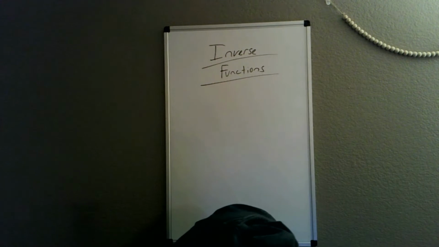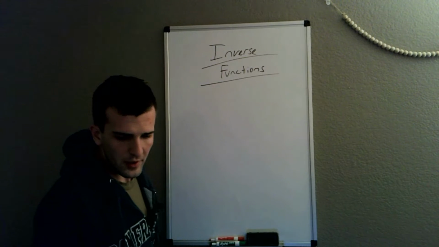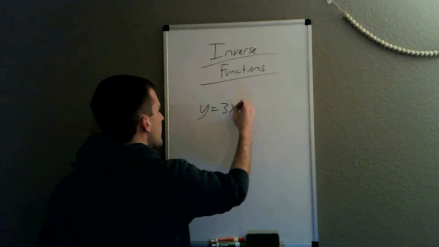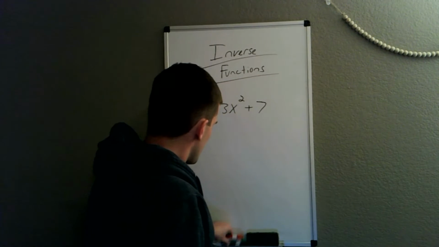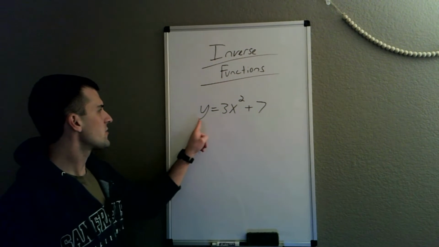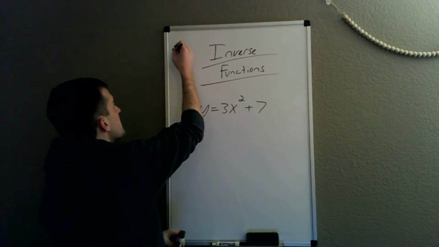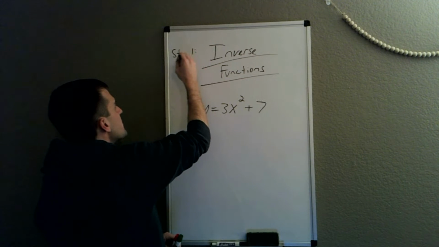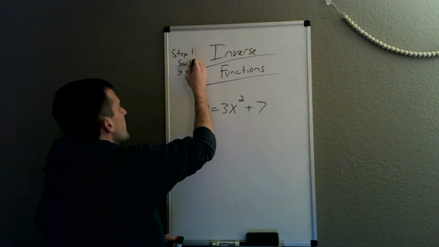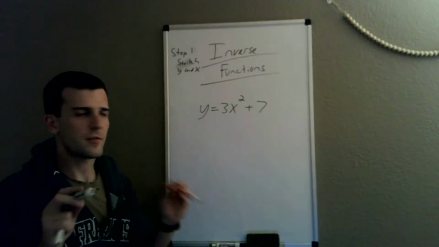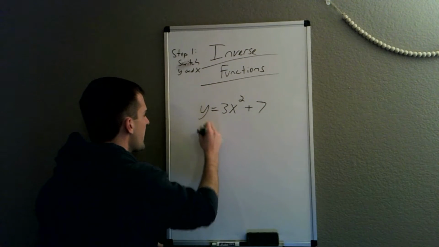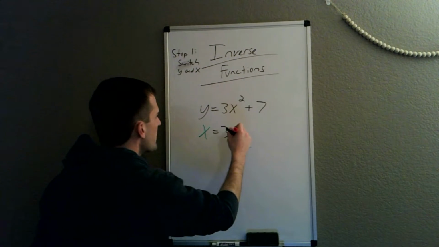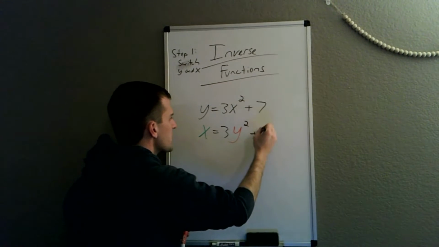So the first example problem is a simple parabola, y equals 3x squared plus 7. Alright, so the first step in inverting this function is to switch y and x. So I'll write the steps here. Step 1 is going to be switching, so switch y and x. I'm going to draw y and x in different colors on the next line. So we'll say x is green, and we'll put it in the place of y. We'll say x is equal to 3y squared plus 7.